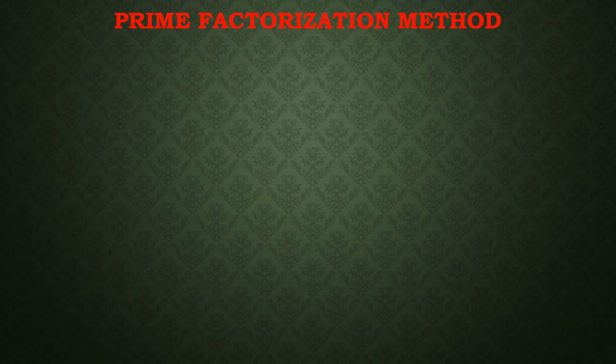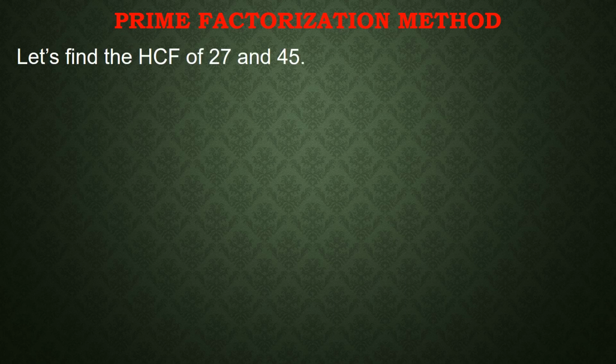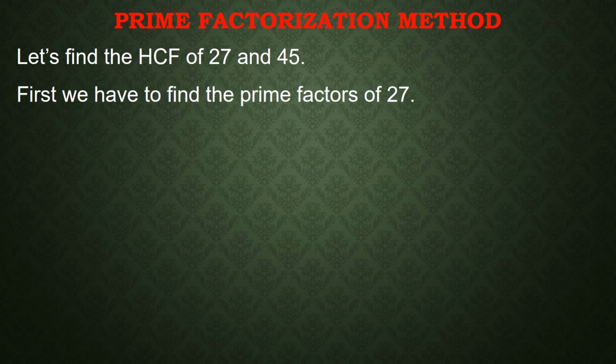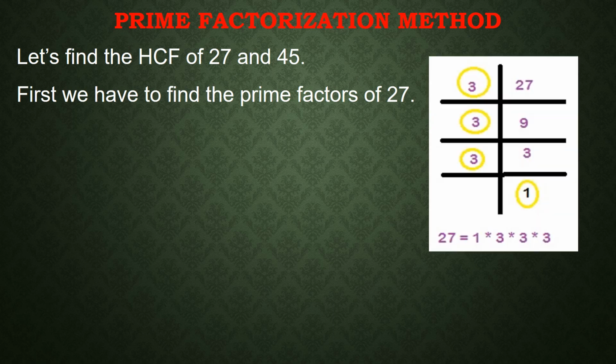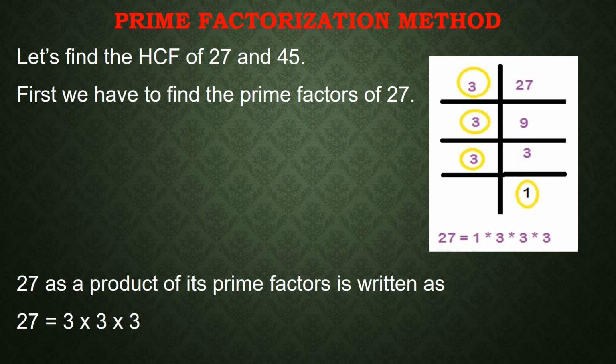Next method is prime factorization method. Let's take one example. Let's find the HCF of 27 and 45. First, we have to find the prime factors of 27. 27 is an odd number, so we will start with prime number 3. 27 divided by 3 we will get 9. 9 divided by 3 we will get 3, and 3 is a prime number, divided by 3 we will get 1. 27 as a product of its prime factors is written as 3 into 3 into 3.